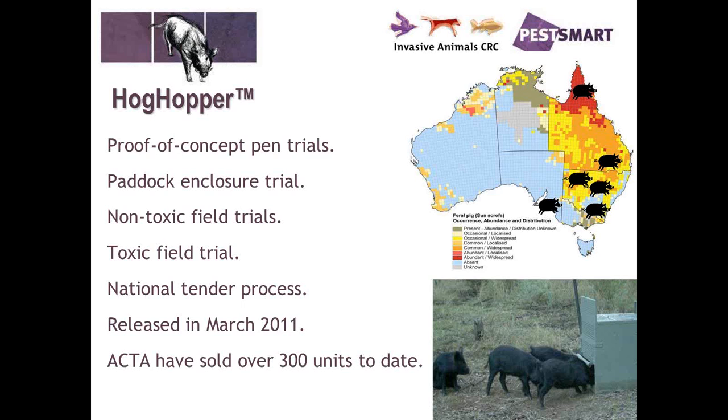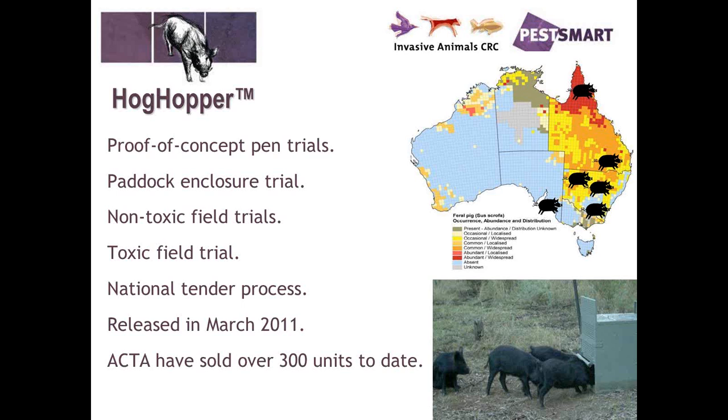Thereafter we went to the field to make sure that it would also work in the field as well as the pen. First of all we did some non-toxic field trials to determine what other animals may in fact get into the device. We found it was relatively target specific in most areas, although wild dogs did consume bait from a hopper in North Queensland, so we did have to modify the design from push doors to lift doors. Over the life of the HogHopper it has evolved considerably, but now it's fantastic: lightweight, portable, user-friendly, all the things that it needs to be.